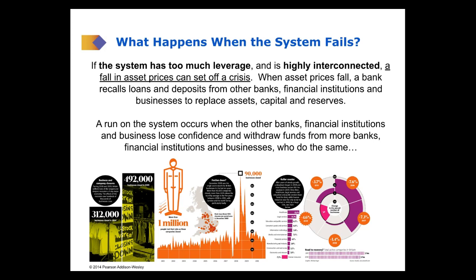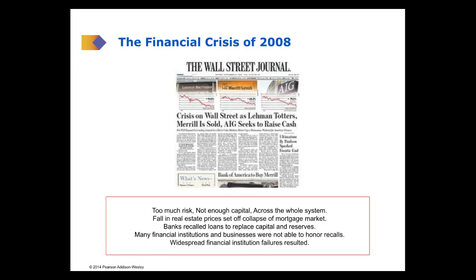A fall in asset prices could set off a crisis. You can have a kind of run on the whole system. And this is what happened in 2008 when we had the financial crisis. Sometimes the system gets ahead of itself. In general, in the financial system, there was too much risk being taken on. There was not enough capital balanced against that risk, and this was across the whole system.